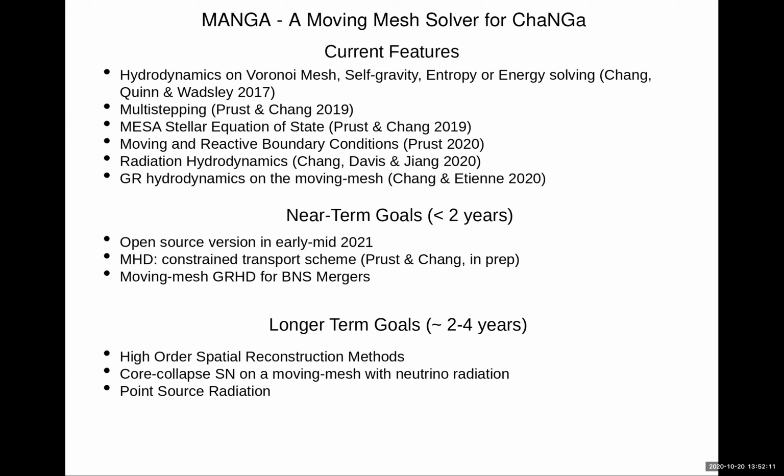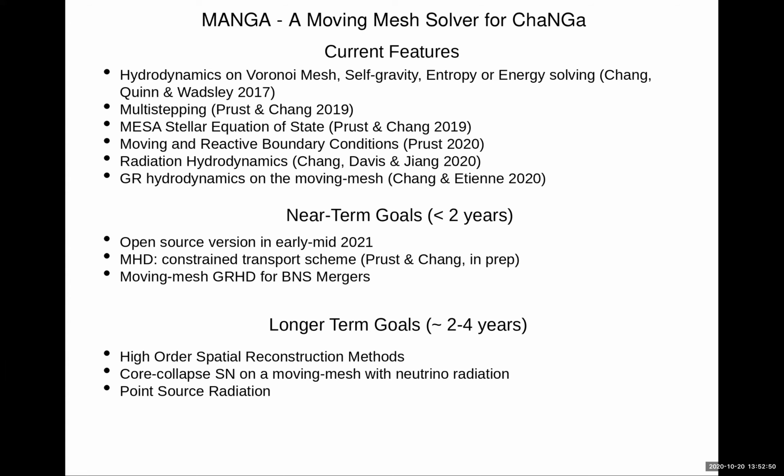This was basically highlighted in the previous slide, but then a little more detail here. We have hydrodynamics on the Voronoi mesh, self-gravity. So with self-gravity, we have either entropy or energy solving, depending on your choice, right? We have a multi-stepping scheme, so every single cell has its own time step, all within steps of a factor of 2 of the global time step. We have different equations of state, including the MESA equation of state. We have what's called moving and reactive boundaries. I'll talk about that later. We have radiation hydro. We have GR hydro on the moving mesh as well, okay, in static spacetimes, right?